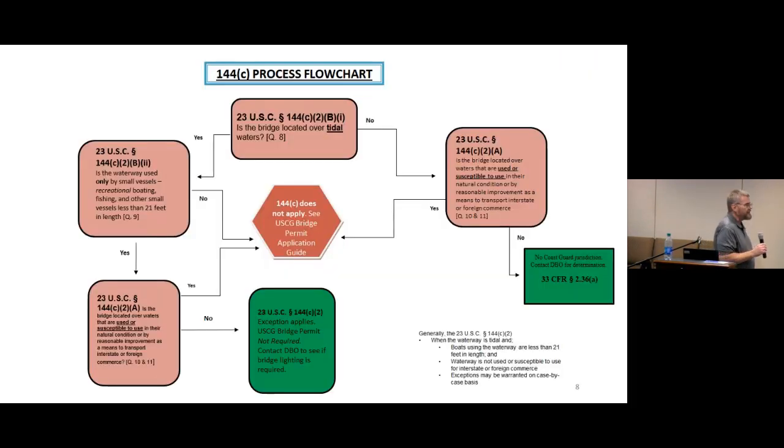The question, of course, is whether or not this project would require a permit or not. Now we actually have a 144C process flow chart here. And the first question we're going to ask is, is the bridge located over tidal waters? We're looking at Idaho. The answer is definitely no, it's not. So you go over to the right, you follow that no, and then you go to 23 U.S.C. 144(c)(2)(A). Is the bridge located over waters that are used or susceptible to use in the natural condition or by reasonable improvement as a means of transport interstate or foreign commerce?